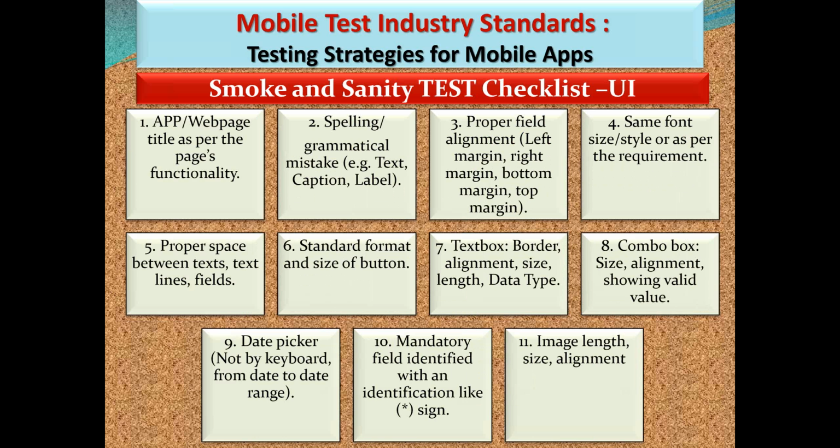Okay, then we have the mandatory fields identified with a star sign. And we know that every single field that is marked with a star should be completed. And if not, you should receive a message that it should be completed. And again, the images: length, size, alignment. Sometimes images would be stretched or pixelized, or shifted, or the color is not right for your images. So this is considered a bug, so report it.